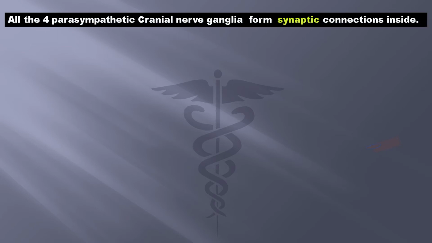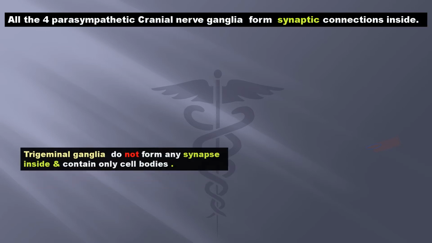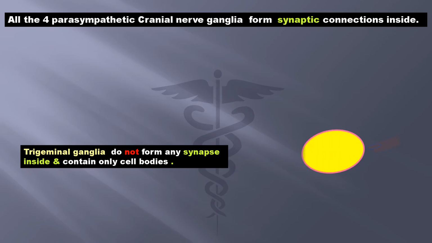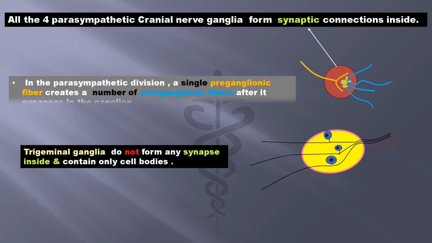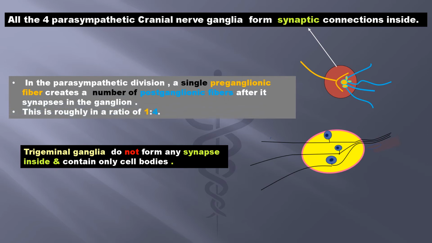All four parasympathetic ganglia form synaptic connections inside. The trigeminal ganglia do not form any synapse inside and contain only cell bodies of the nerve. In the parasympathetic division, a single preganglionic nerve fiber creates a number of postganglionic fibers after it synapses inside the ganglion. This is roughly in a ratio of 1:4.